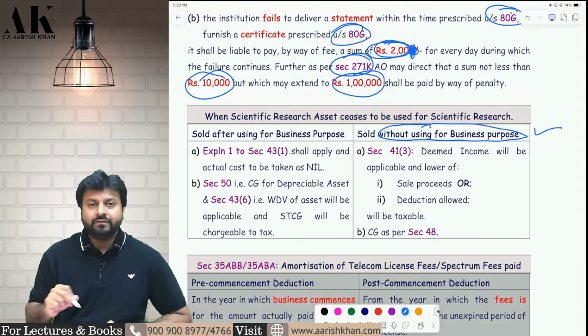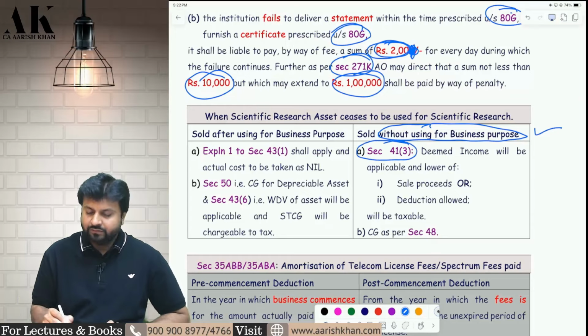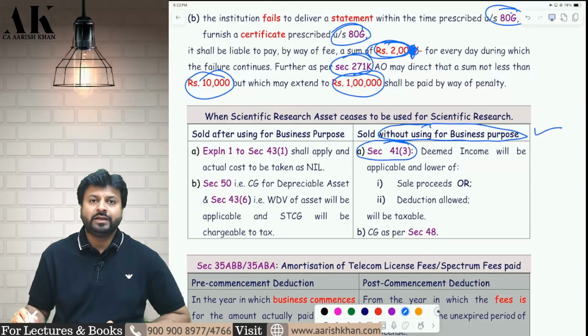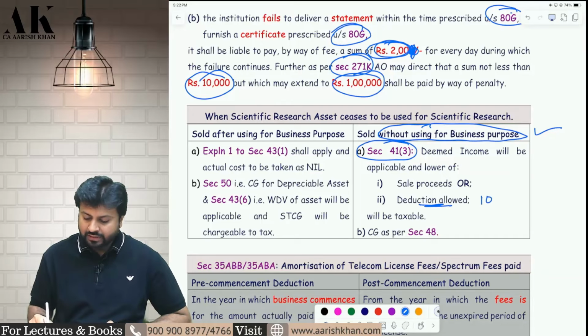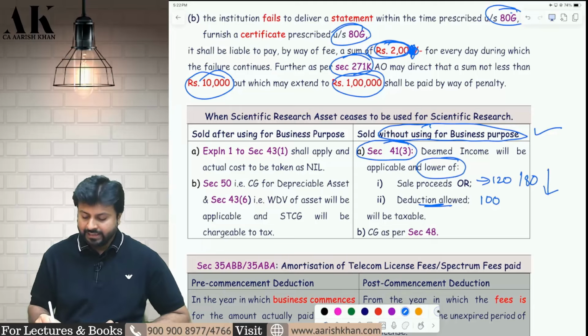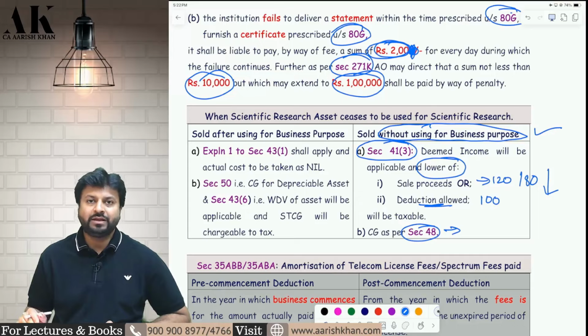If I directly sell without using it for business purpose, then I have to pay deemed income on that, and the deemed income will be as per section 41 subsection 3, that is the deduction allowed earlier. How much is the deduction allowed earlier? 100, or the sale price, whichever is lower. If the sale price is 120 or the sale price is 80, whichever is lower, that will be taxable in my hands. And for the sale of the asset, I have to compute capital gains separately.